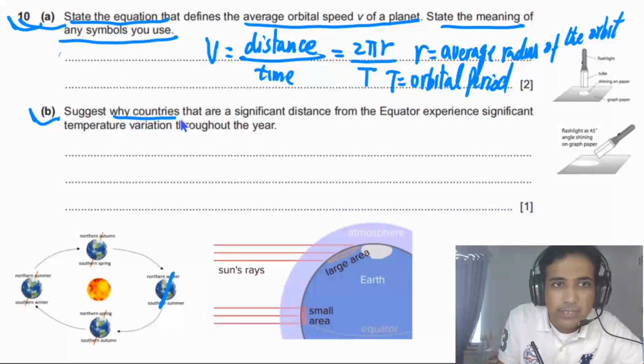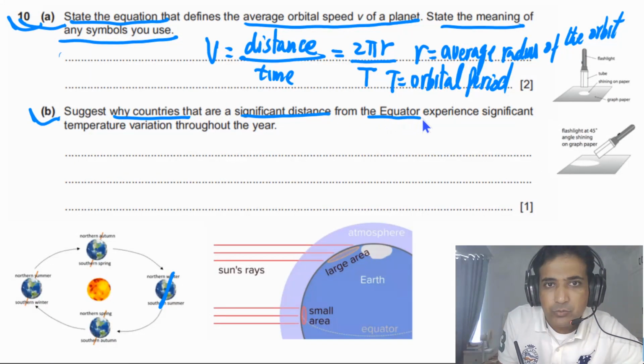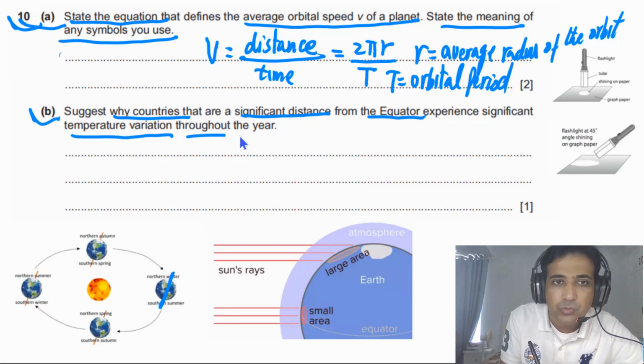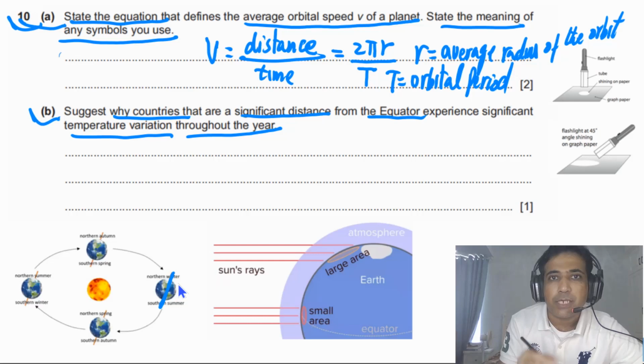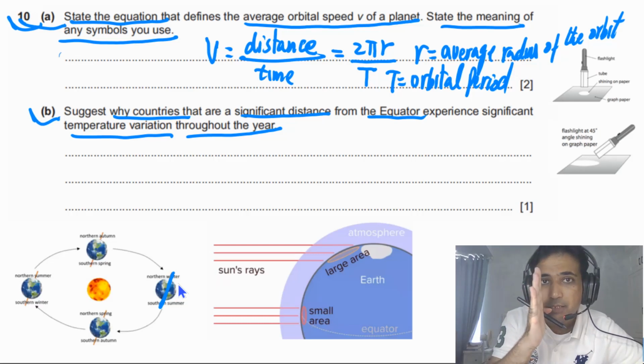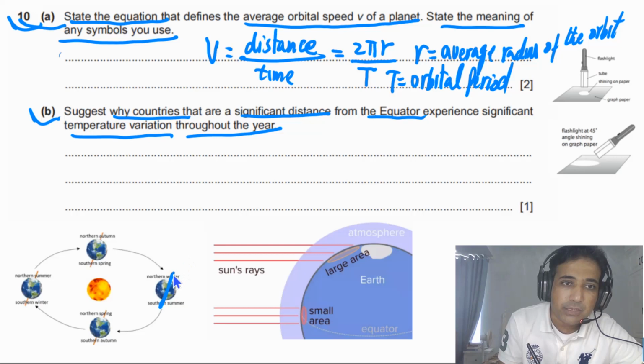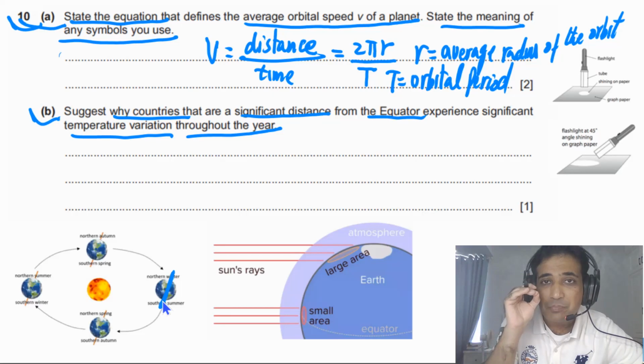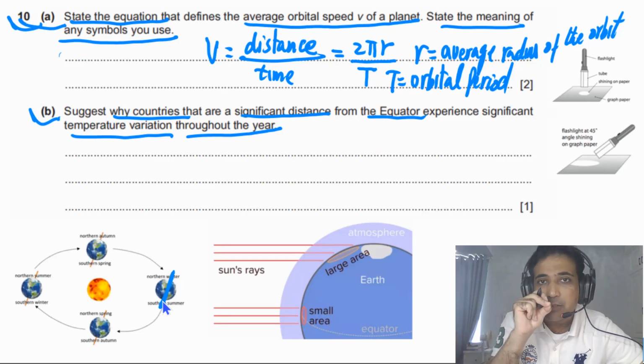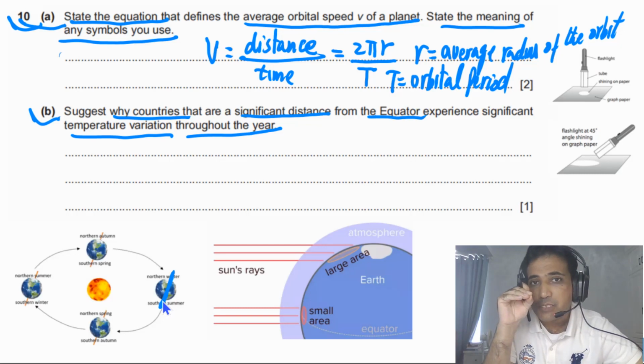Part B says, suggest why countries that are a significant distance from the equator experience significant temperature variation throughout the year. For that we need to understand that the rotation axis of our planet is tilted. As you can see here, the axis of our planet is tilted. As it is tilted, the sun rays reach countries above and below the equator at different angles throughout the year. As the angle changes, the light from the sun is spread over a different area.